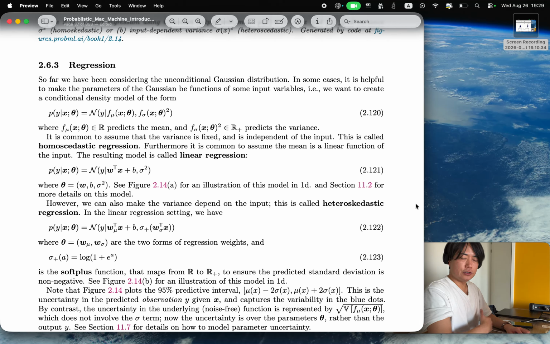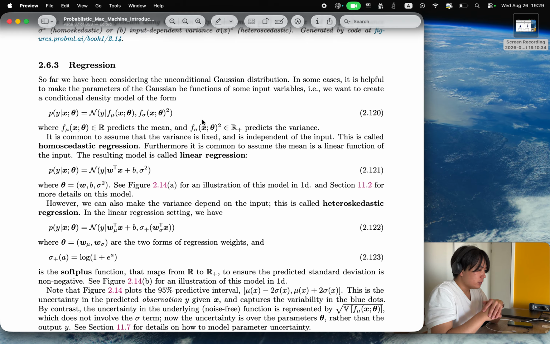Alright guys, let's continue with probability and statistics today. We're going to talk first about regression. Regression is, alright, let's take the unconditional Gaussian distribution.